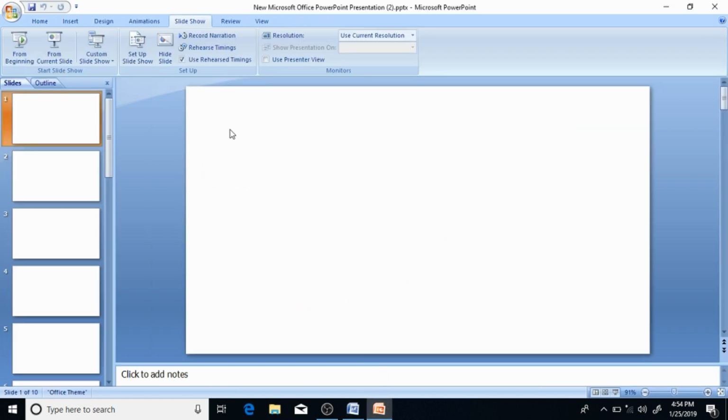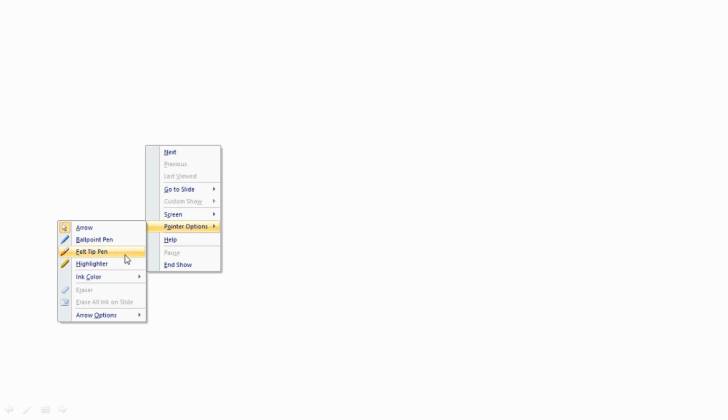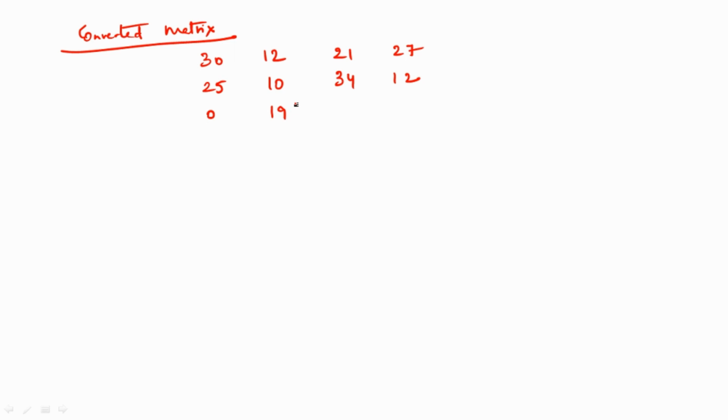Chalo. Now, the converted matrix. Okay: 30, 12, 21, 27; 25, 10, 34, 12; 0, 19, 20, 23; 19, 12, 14, 28. Got the point? So this is the converted matrix. Now, how did I do this? I just picked up the highest number from that particular matrix, which was 38, and from 38 I reduced the whole matrix. Now I've got the converted matrix.